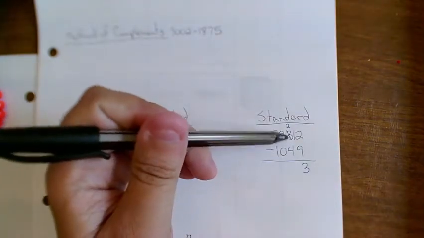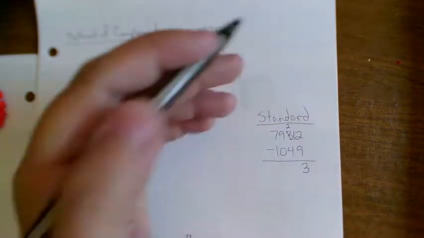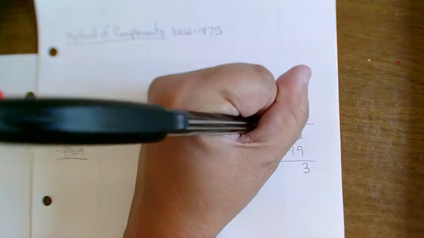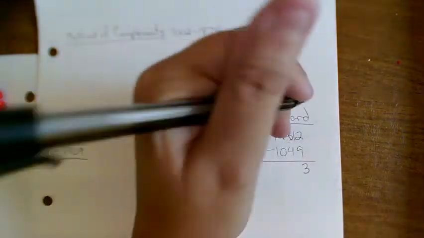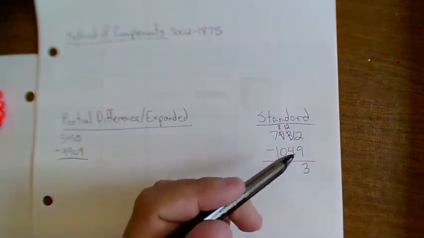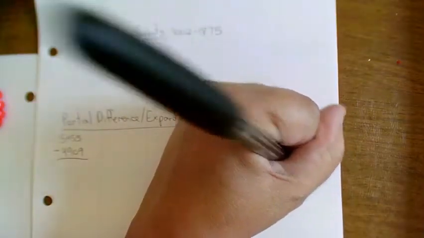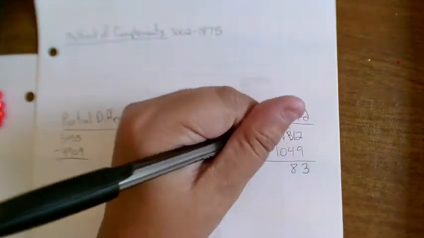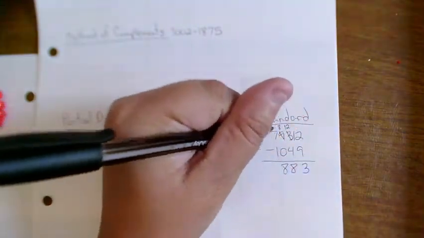And then you can't take 4 from 2. So again, you have to regroup. You have to take 100 and change it into 10 10s. So that would give you 12 10s. So 4 from 12 would be 8. And then nothing from 8 is 8, and then 1 from 7 is 6. So 6883 is going to be your answer.